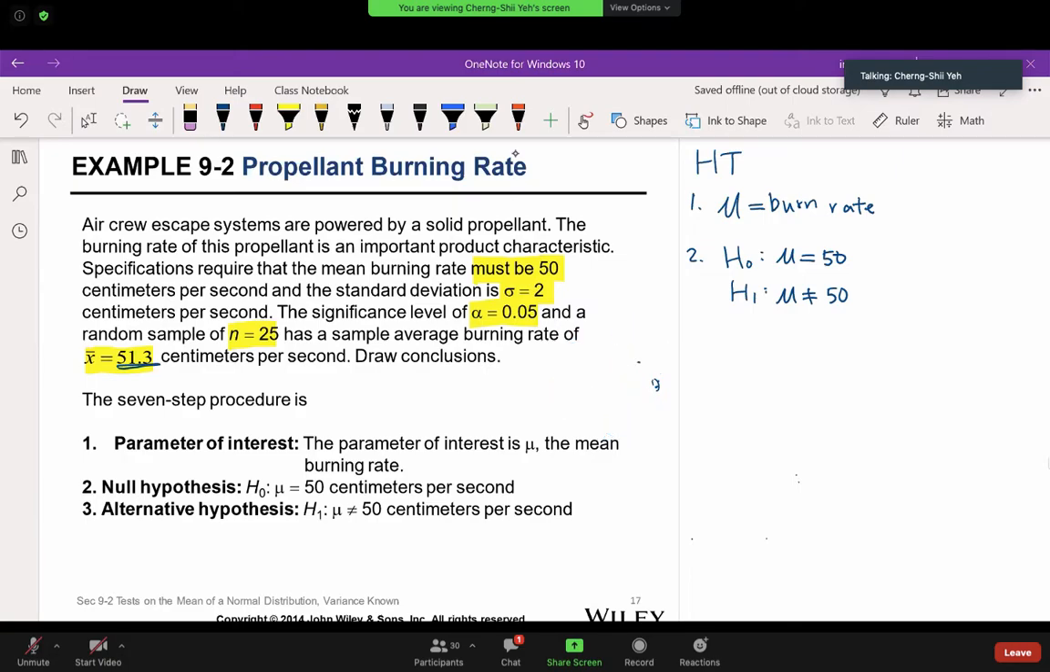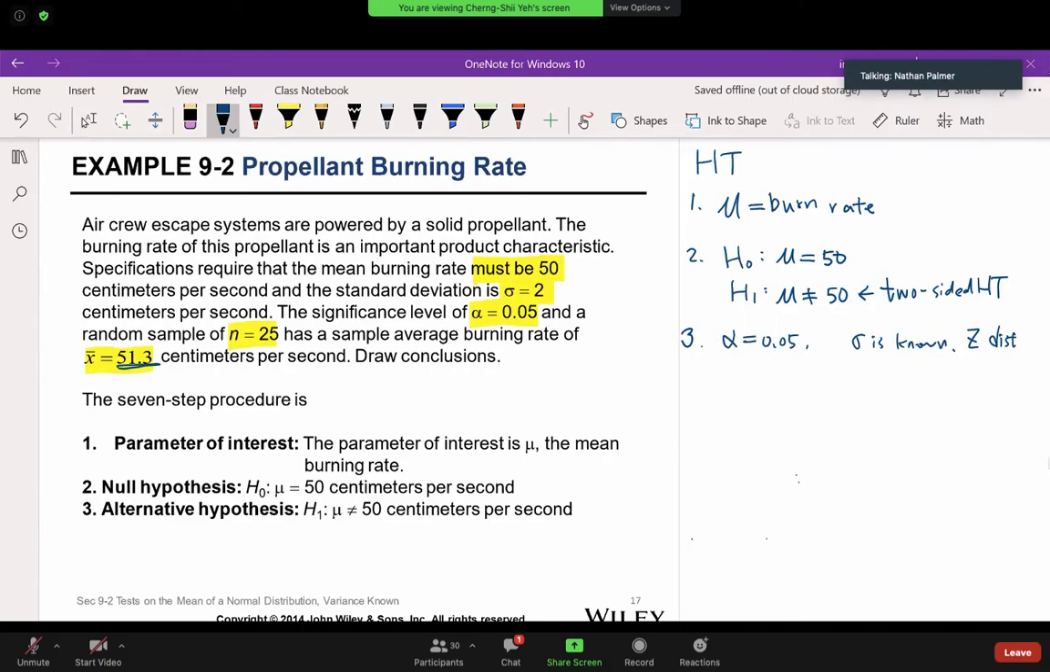Let's continue. Step 3. Oh, first of all, based on the way we write the alternative hypothesis, this is a two-sided hypothesis testing. Or, in other words, we're going to create a two-sided confidence interval. Now, step 3. Based on our alpha, which is 0.05. Do we know the population standard deviation? Yes, population standard deviation is known. We're going to use the z distribution.